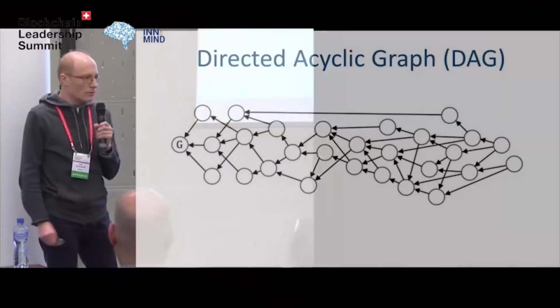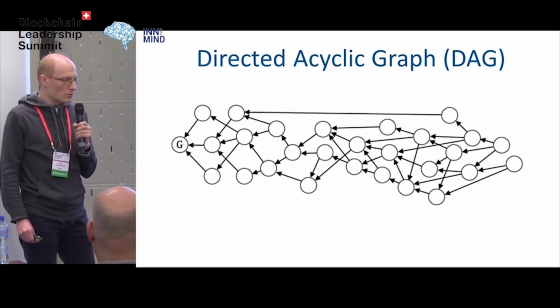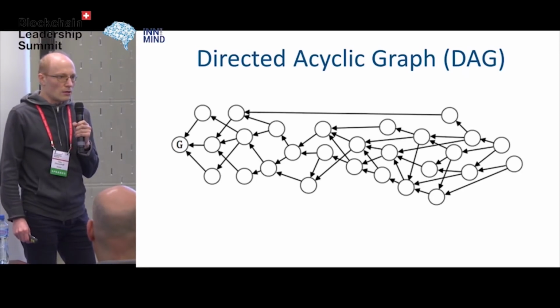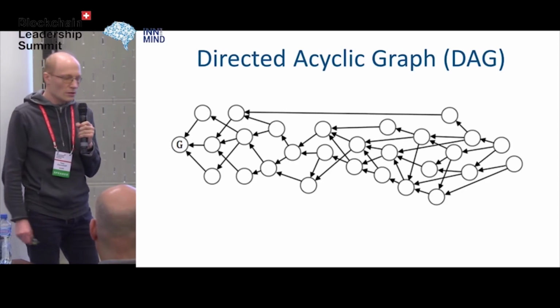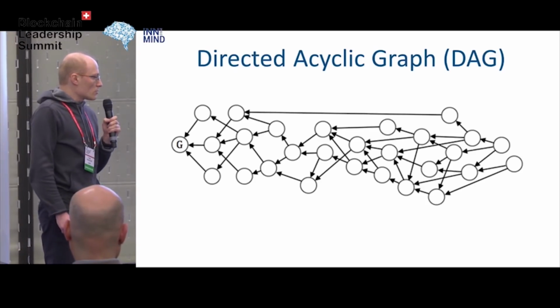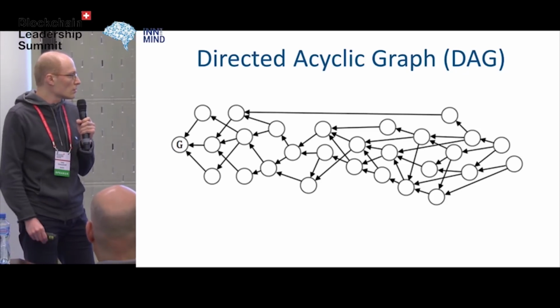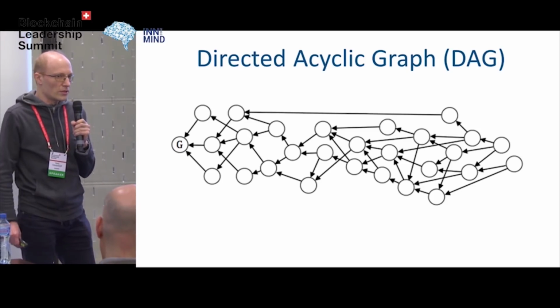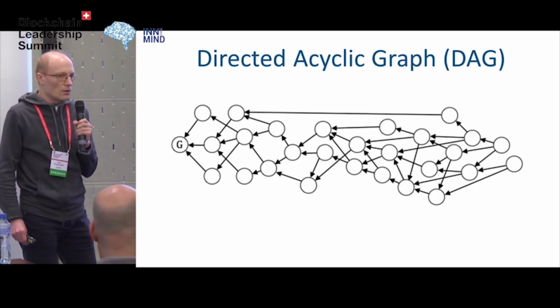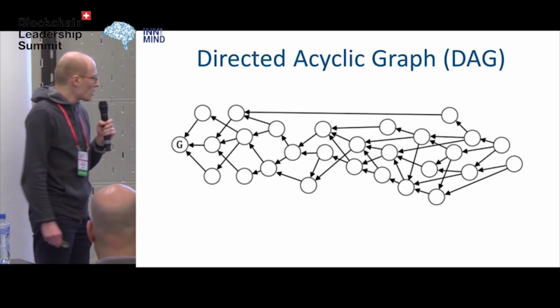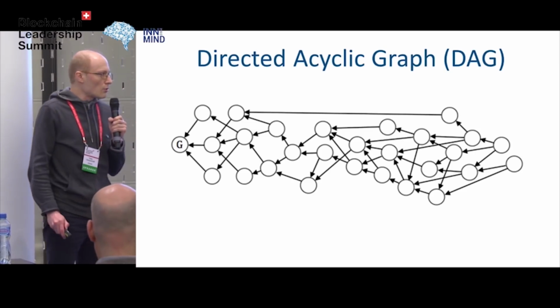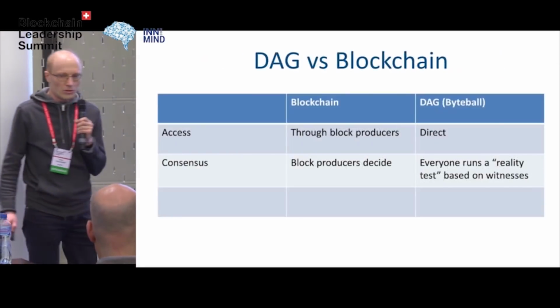Briefly about the technology. Byteball is based on a directed acyclic graph, where transactions are connected directly to each other in the same way that blocks are connected to each other in blockchains. So there is only one fundamental entity in this design. There are no blocks, only transactions: no block size, no block size issue, no block producers. And how is it different from blockchains?